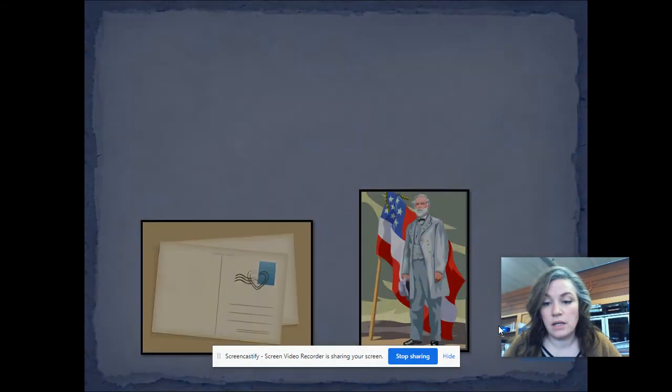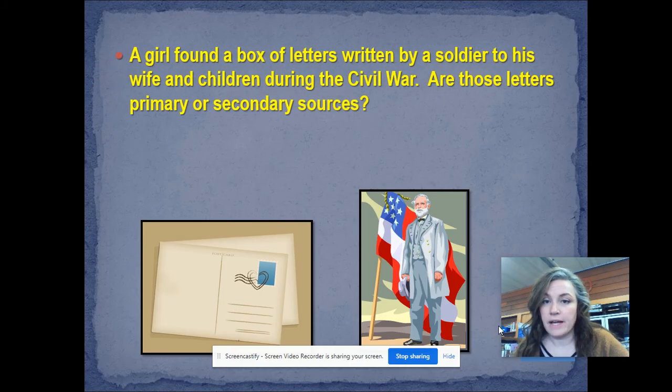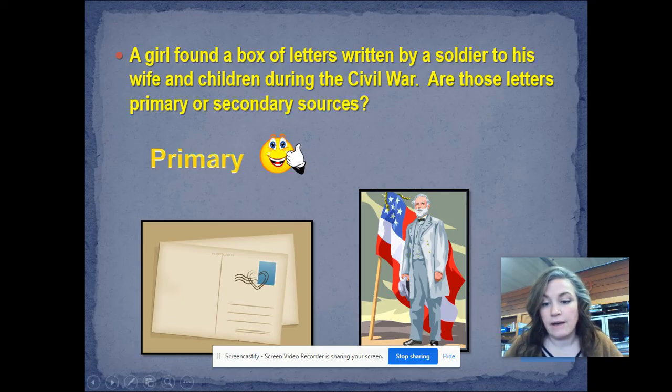Number 20. A girl found a box of letters written by a soldier to his wife and children during the Civil War. Are those primary or secondary? And those would be primary. Okay, he wrote them in that certain time period, and they've been preserved ever since.